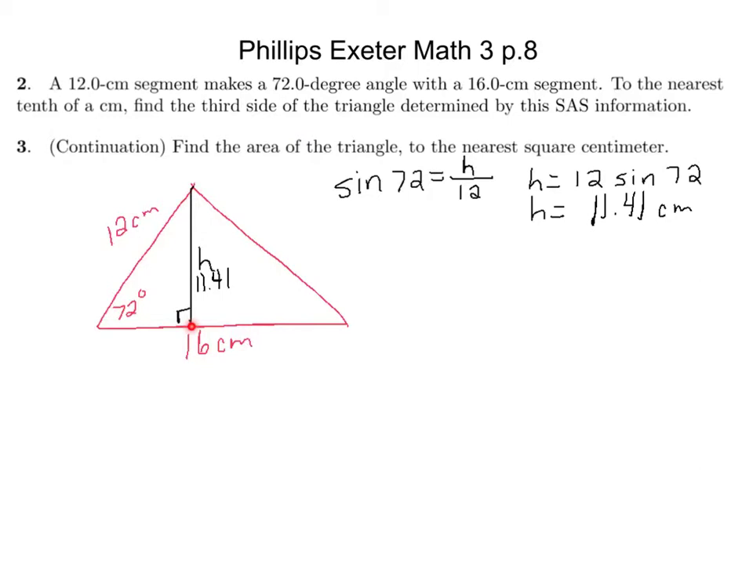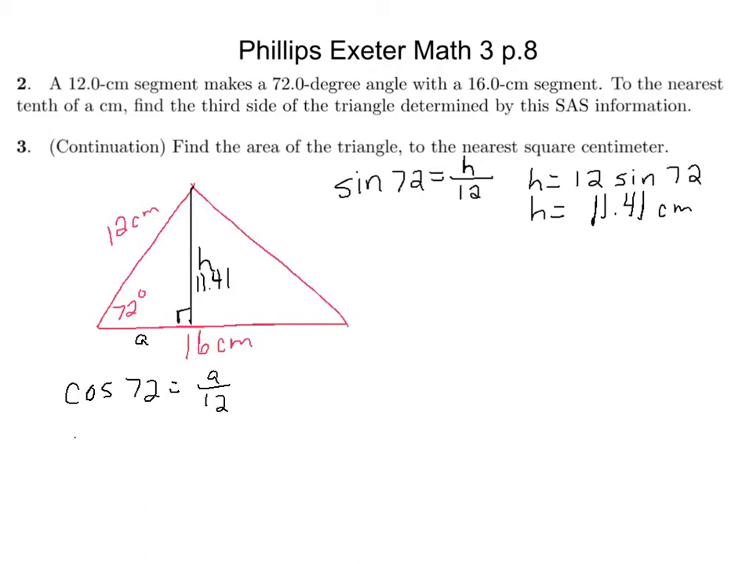Now here's the thing. You could use tan. What else could you use? To find this side, what else could you use? You could use tangent and cosine. I'm going to use cosine here, and here's the reason why. Because you don't know if the 11.41 is right. Yeah, I might mess up. So, I'm going to call this side little a here. Okay, and to find little a, I would use cosine 72 equals a over 12.